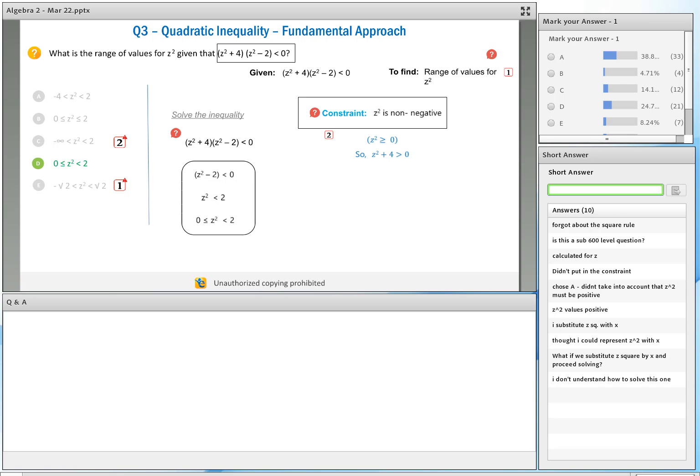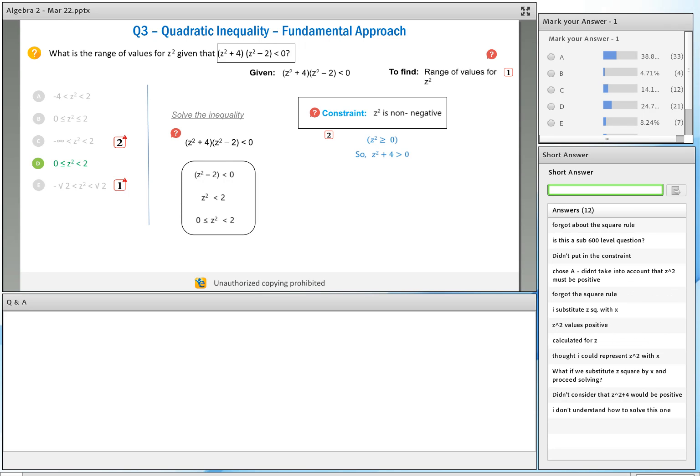Akshay says he substituted z square with x. Akshay, that's fine. You can substitute z square with x as long as when you convert x back to z square, you understand that z square, a square of a number, is always going to be positive. You can substitute z square by x as long as you put in the constraint that x is always positive. The only values that x can take are equal to or greater than 0.